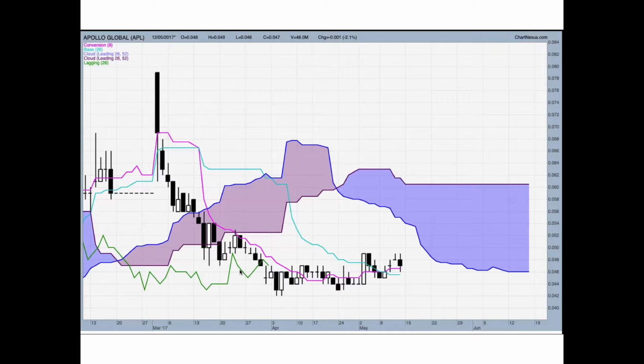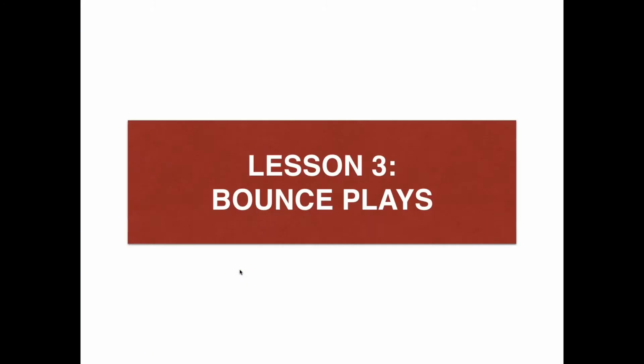Now Apple, as I said earlier, is still not out of the woods. It's still below the Kumo. But if it does break above the Kumo, all you have to do is follow this trend. Now another trading strategy you could use is the bounce play.